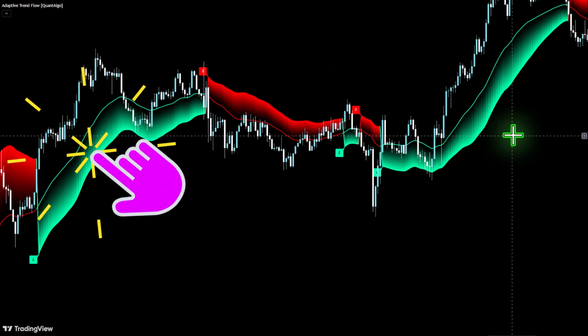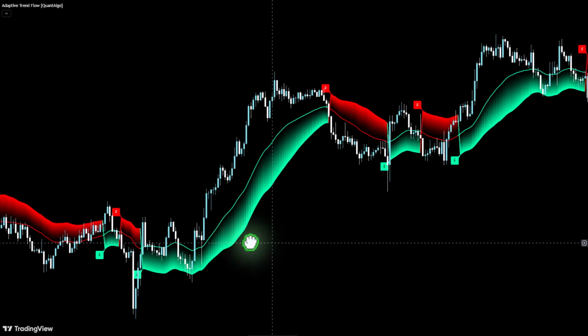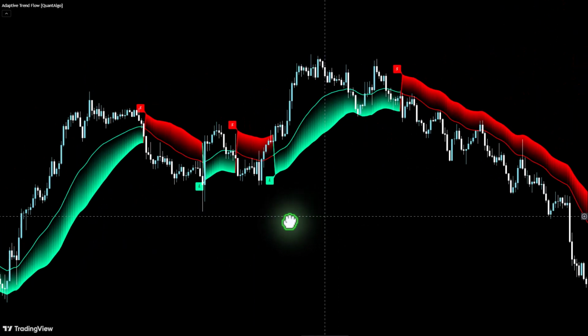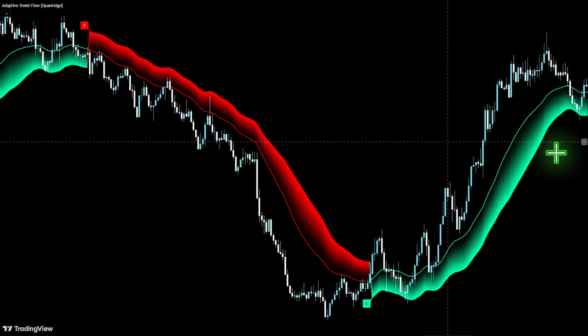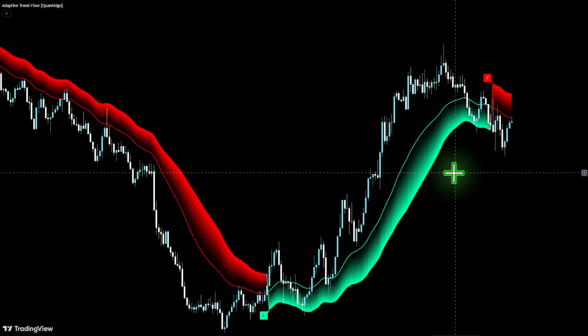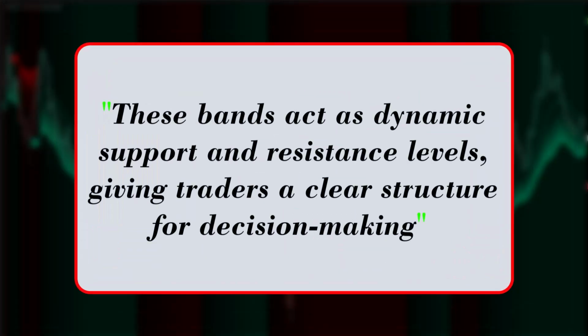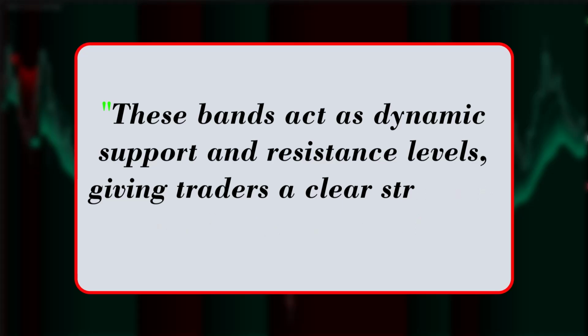Wide bands equal higher volatility. When markets are chaotic, the indicator expands to avoid false signals. Narrow bands equal low volatility. When the market is calm, the bands contract, keeping traders focused on real breakouts. These bands act as dynamic support and resistance levels, giving traders a clear structure for decision-making.